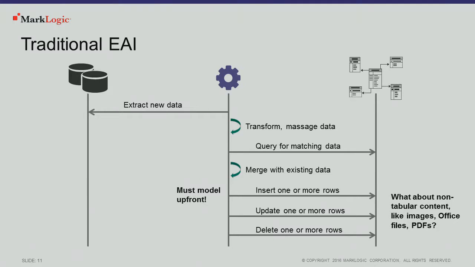Do I have data in my relational database that looks like this? If so, I'm going to pull it out. I'm going to merge it together. And then I'm going to maybe do many inserts, updates, and deletes. And in order to do that, I've got a model up front, right? I need to understand how I'm actually going to put this into my relational database. And I have to deal with things like if I have non-tabular content, where's it going to go? Clobs, blobs, somewhere else, maybe on the file system. So maybe if you've built systems like this before, I certainly had prior to MarkLogic.